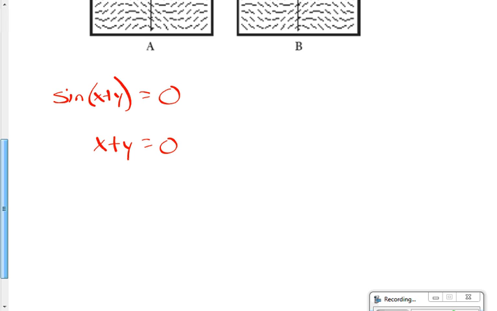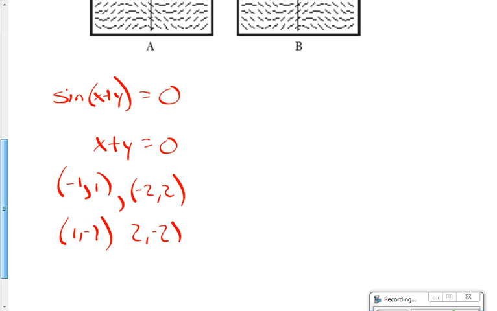If x plus y equals 0, now there's going to be other places for this too, but if x plus y is 0, I'm going to have a horizontal segment on my graph. Give me a couple ordered pairs that do that. -1, 1. -2, 2. Can I flip these? 1, -1. 2, -2. How about 0, 0?